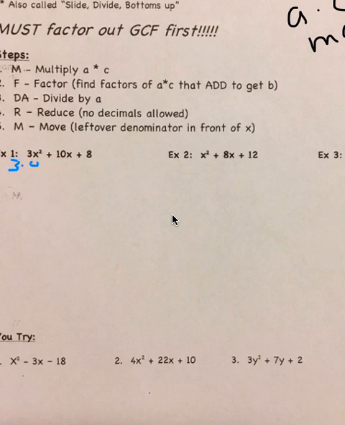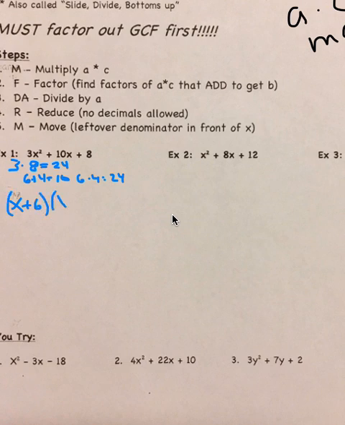3 times 8 is our A times C value. That's 24. So the two values that multiply to be 24 and add up to be 10 will be 6 and 4. 6 plus 4 is 10. 6 times 4 is 24. So that gives us x. We take those two factors, x plus 6 and x plus 4.